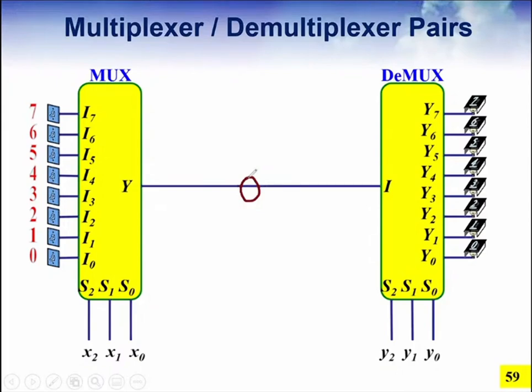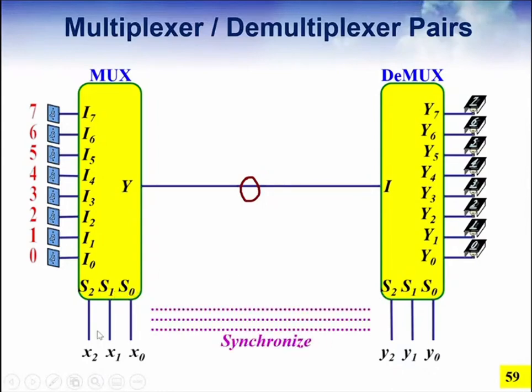Single, 1 only. So here is the advantage of the demultiplexer. You also reduce the number of lines. But here is one important thing: the selection lines must be synchronized. That is, the transmitter and receiver must know the value of the selection line.